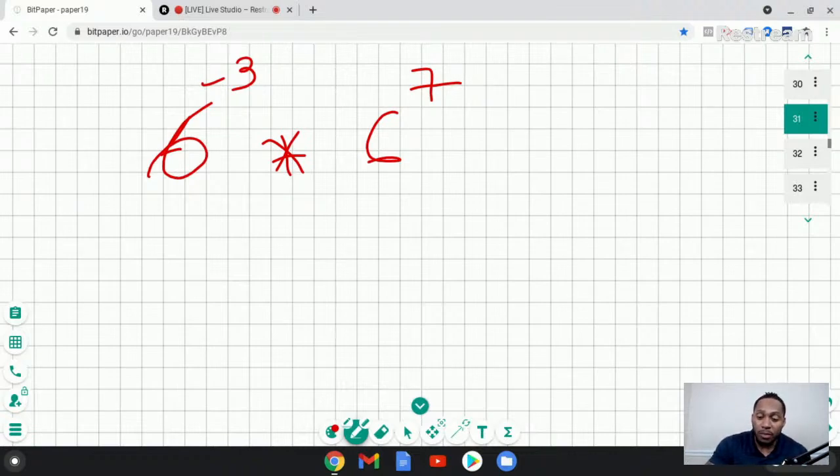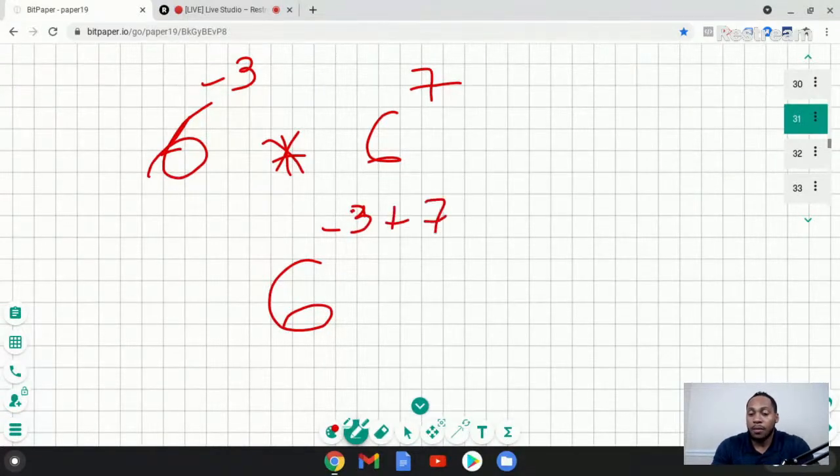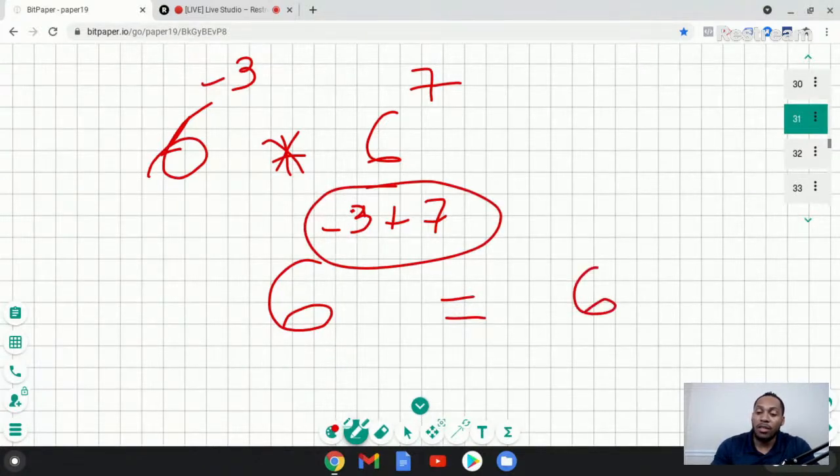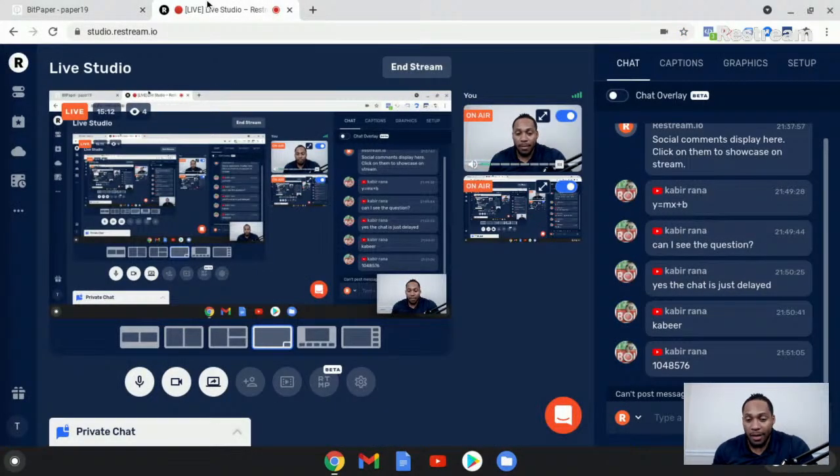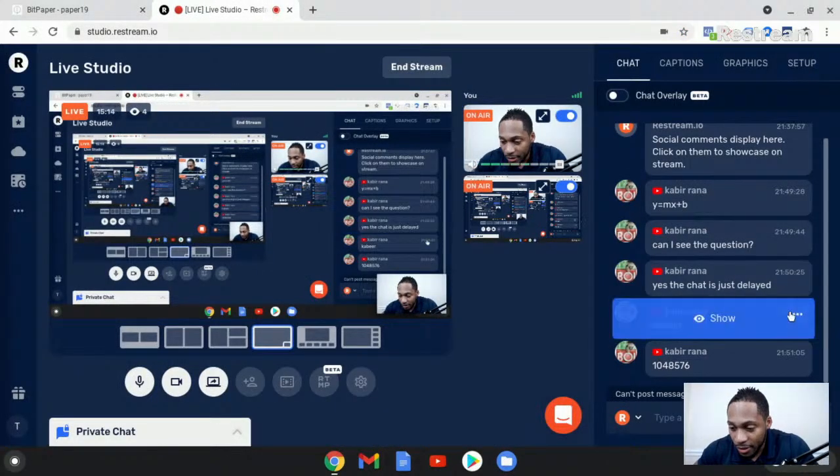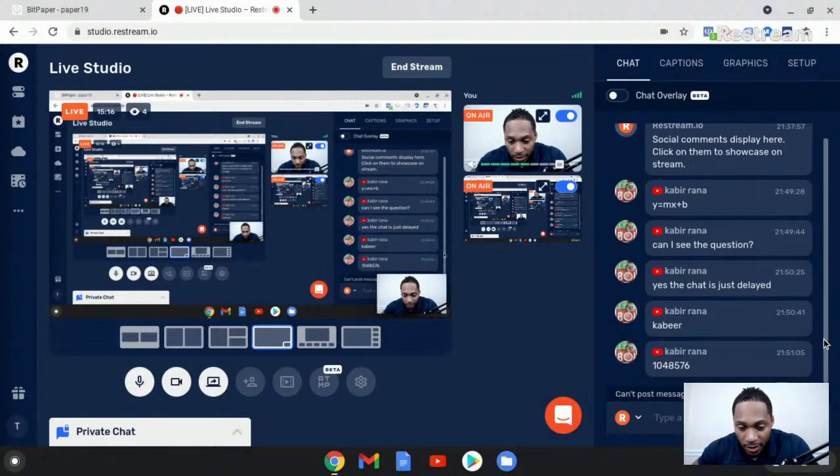So I'm going to keep the base, which is 6. Now I'm going to add the exponents, negative 3 plus 7. And that gives us 6 to the 4th power, right? All right, guys. Any questions? 6 to the 4th. Cool.